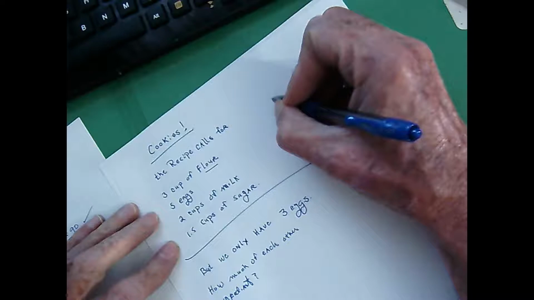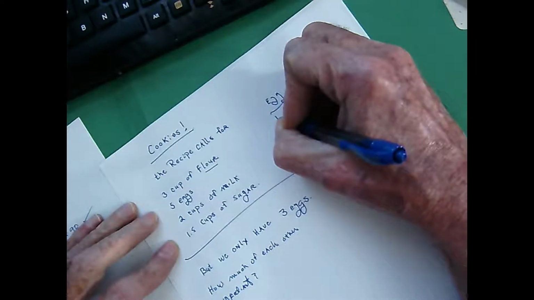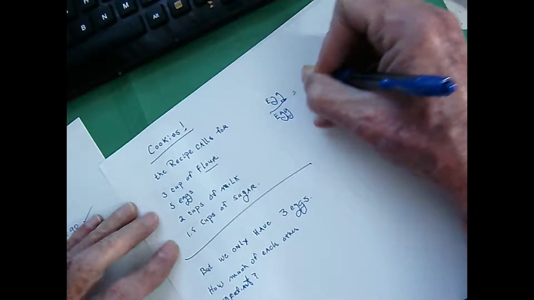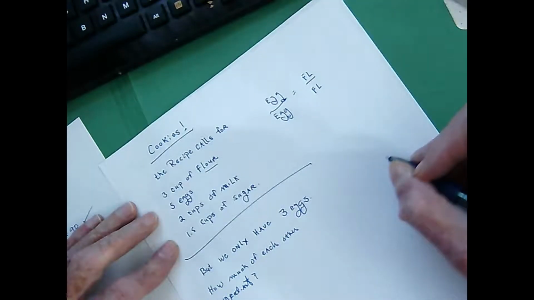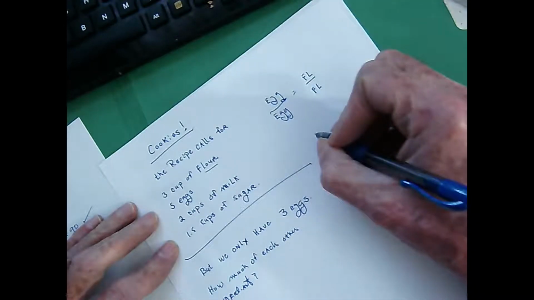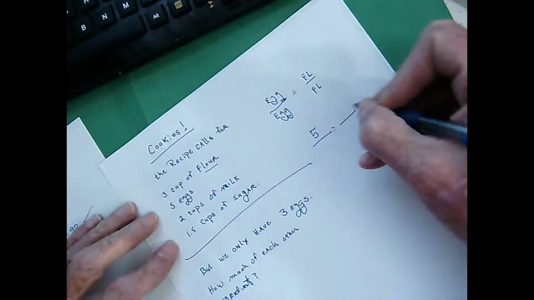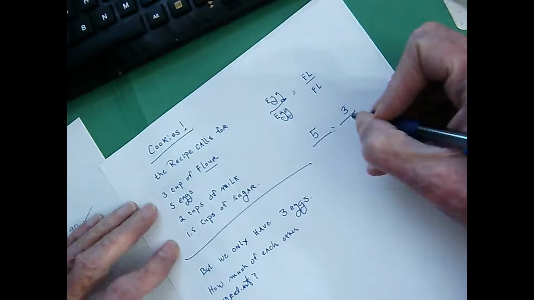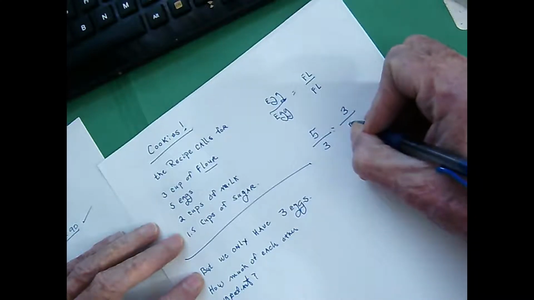And I'll think to myself that eggs over eggs is equal to flour over flour. Those amounts should be proportional. So if I have 5 eggs, we would expect to have 3 cups of flour. But since I've only got 3 eggs, how much flour would I need?